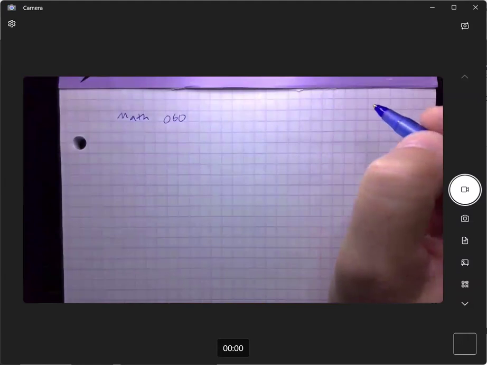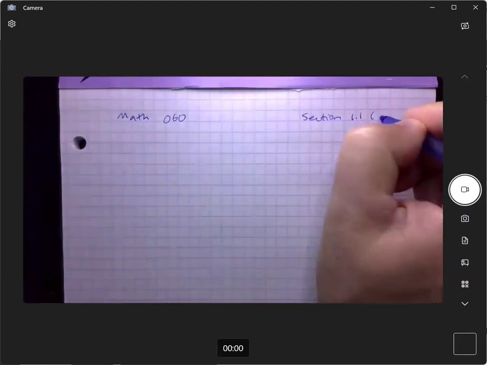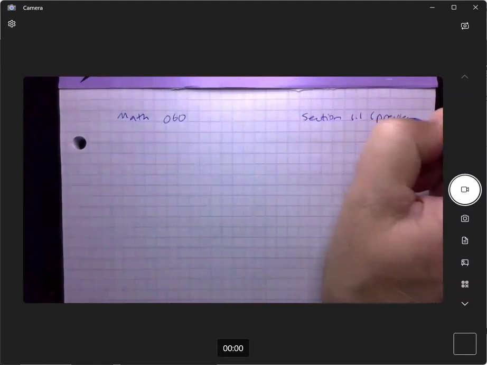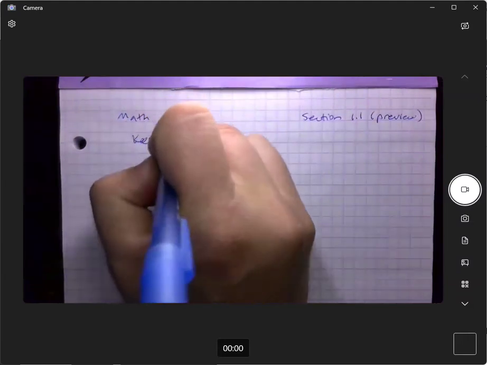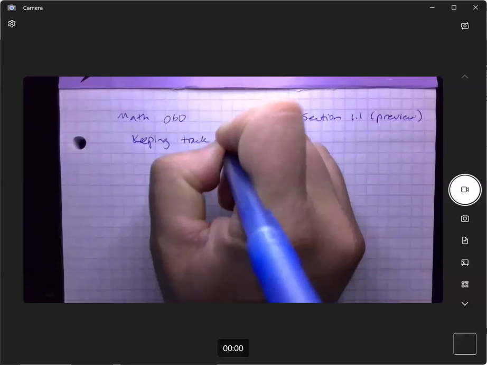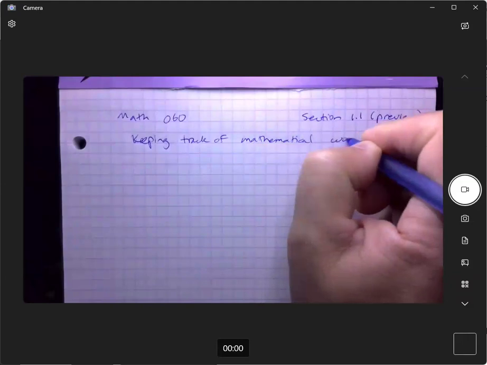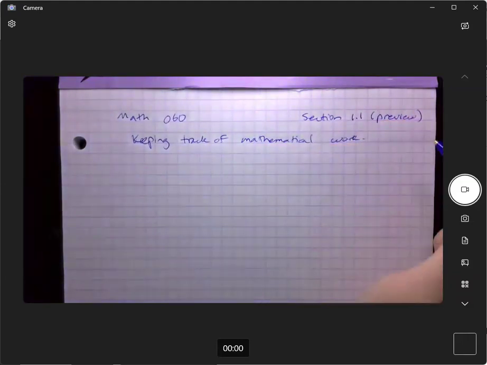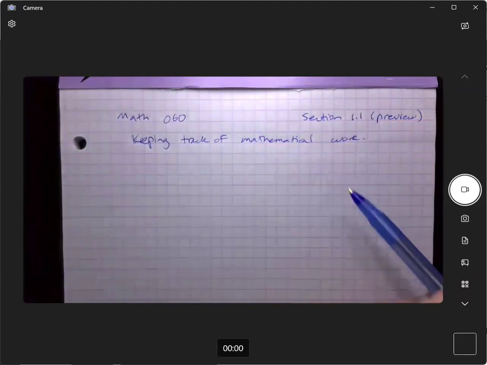So this is Math 60. This is section 1.1, the preview, and keeping track of mathematical work. So this is a skill that you'll be building and developing throughout the math classes you take here and elsewhere. I want to give you the first look at keeping track of your mathematical work.